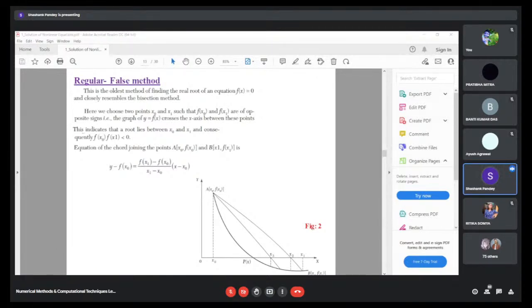Similarly, once we get x2 as one of the roots, our next attempt will be again to cut short this interval and get the value of the next root, x3. We will proceed in a similar manner, and once we get x3, we will repeat this exercise until we get sufficient accuracy. Let us quickly proceed towards one of the solved examples. We'll see how this is done.